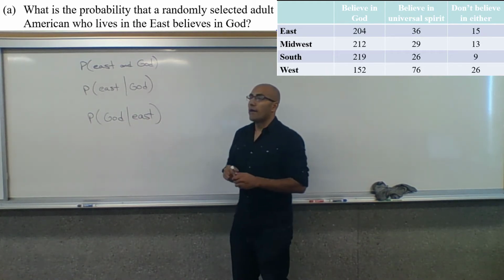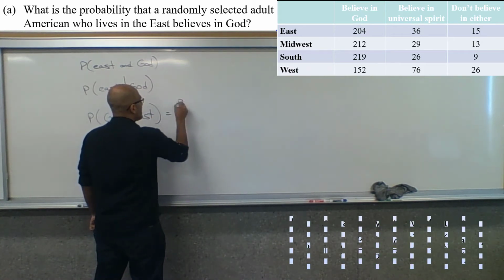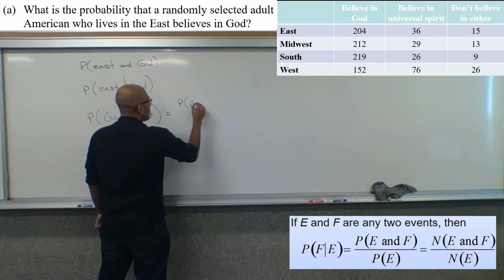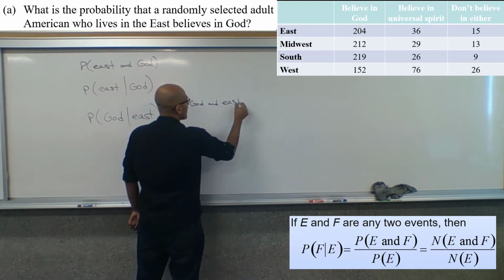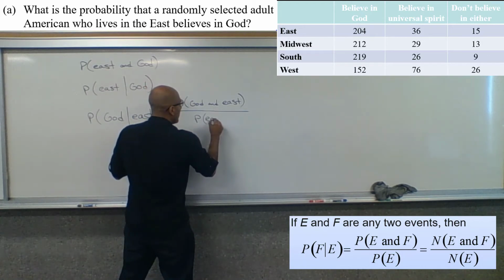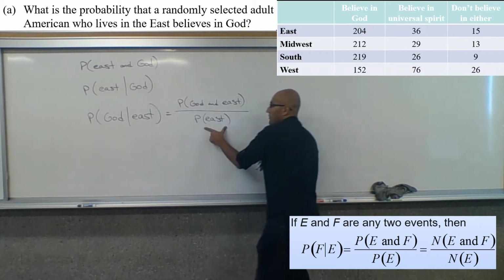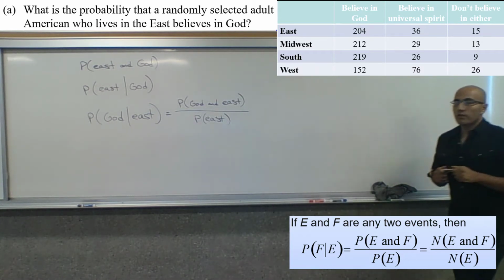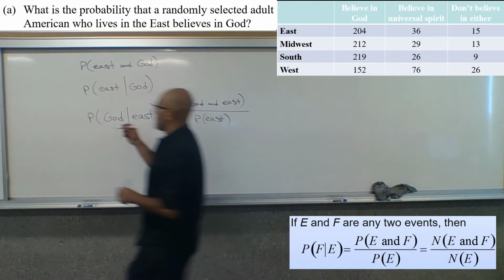So this is what we want, and now we use our formula, and our formula has that it's equal to the probability that they believe in God and they live in the East, divided by the probability that they live in the East. Right? So it's important for them to match. This is the one that goes down here. Good? Makes sense? This is definitely the one for part A.